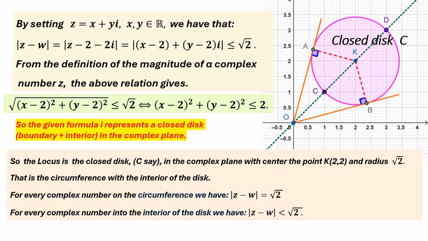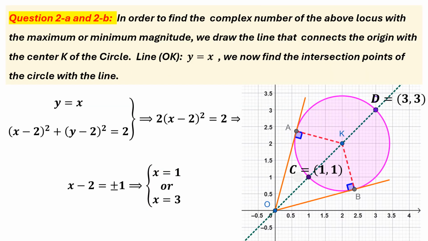In more detail, for every complex number on the circumference we have magnitude of z minus w equals square root of 2. But for every complex number in the interior of the disk we have magnitude of z minus w less than square root of 2. Given a circle and an external point, we know from Euclidean geometry that in order to find the points of the circle of maximum or minimum distance from the given point, we use the line that connects the point with the center of the circle.